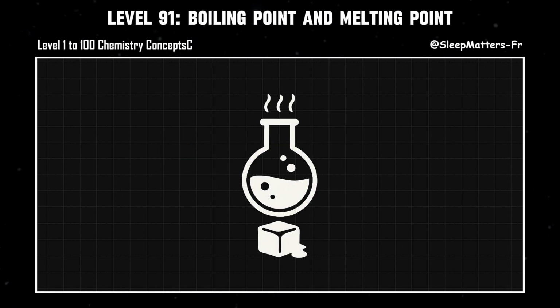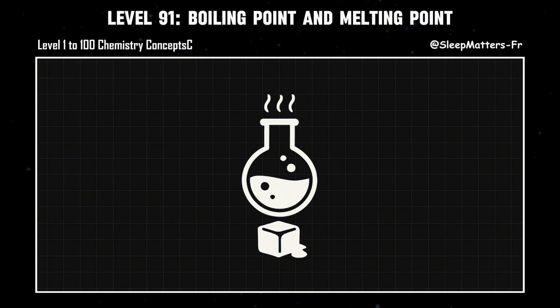Level 91. Boiling point and melting point. Have you ever reached a point where you could not take it anymore? Where the pressure, the pain, the frustration reached a level where you had to scream, cry, or walk away? That is your boiling point. And just like people, every substance has a boiling point and a melting point. It is the temperature at which something can no longer remain the same.